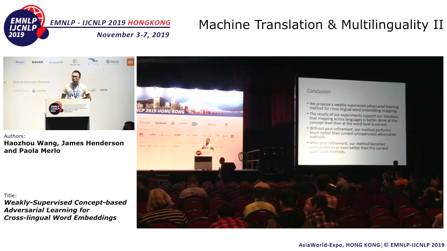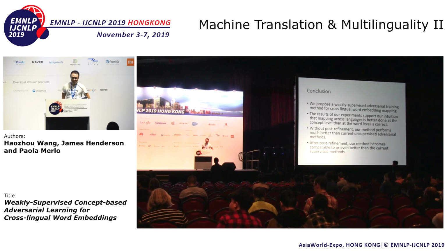So your supervision is coming from Wikipedia, if I'm not mistaken. Yeah. And the motivation is that this is more available than bilingual dictionaries. But Wikipedia is only available in about 300 languages. I wonder if there's any supervision beyond Wikipedia, or have you thought about that? Our intuition is not that Wikipedia has more language pairs than dictionaries, or that Wikipedia is more easily obtained than dictionaries. Our intuition is just that concept-level mapping is better than word-to-word dictionary mapping.